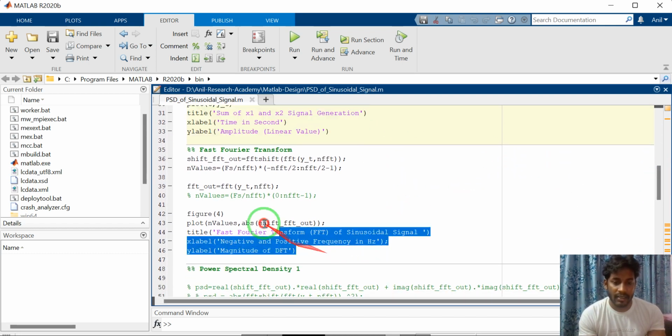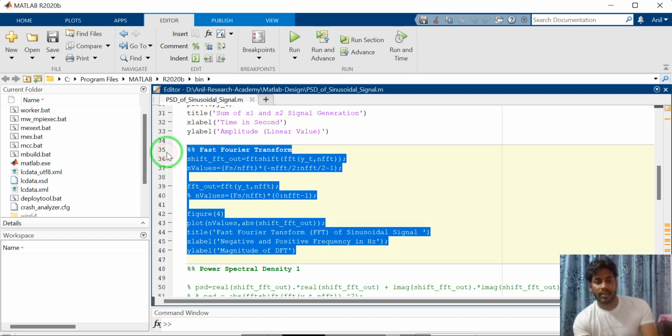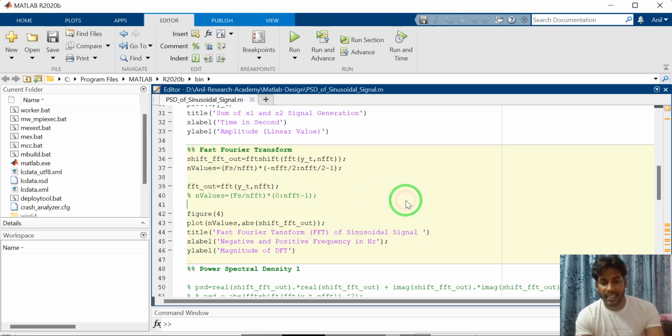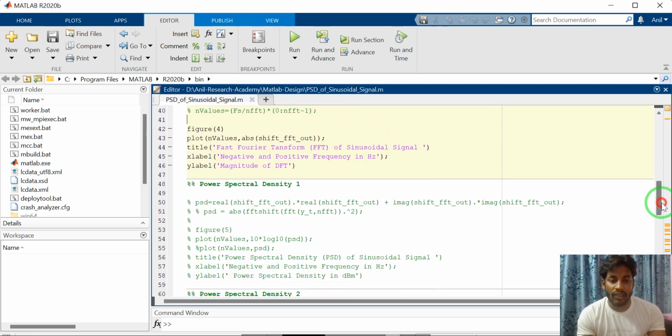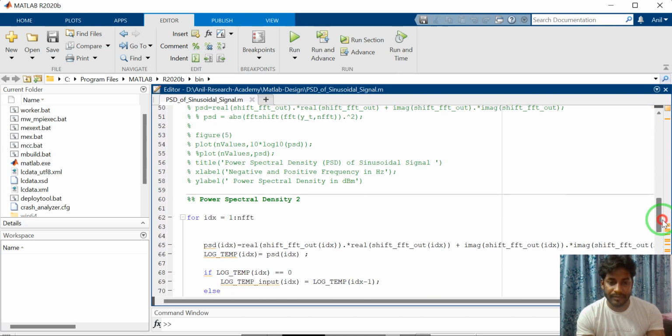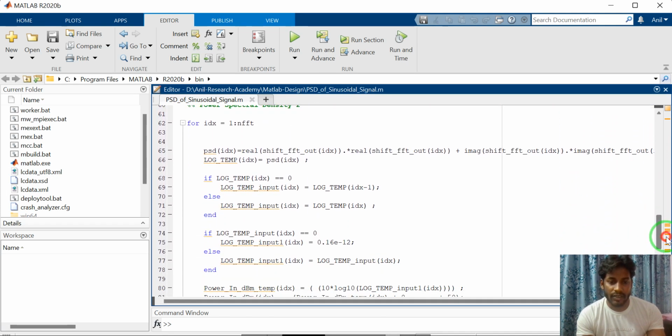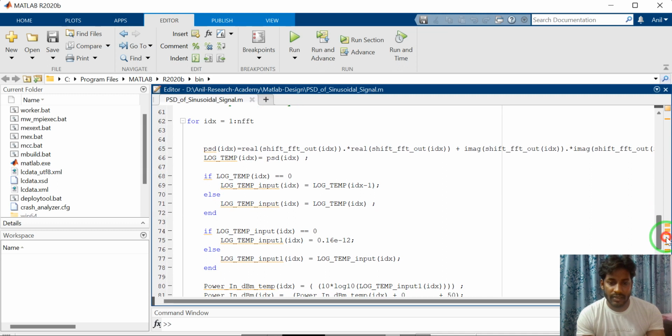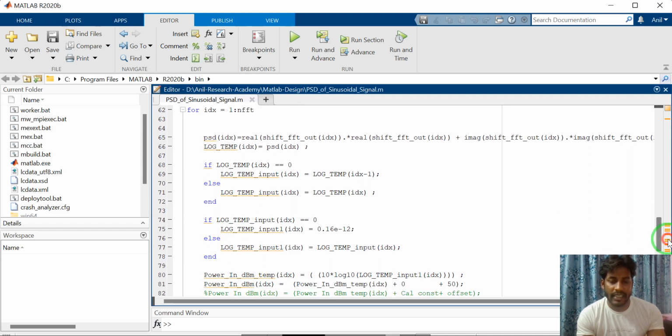This section converts this time domain data to frequency domain data. I have already explained in the previous video all these things, how to generate the signals, how to convert time domain data to frequency domain data using FFT. In this section, I will explain how to compute power spectral density. Okay, so this is the section where we are computing the power spectral density.